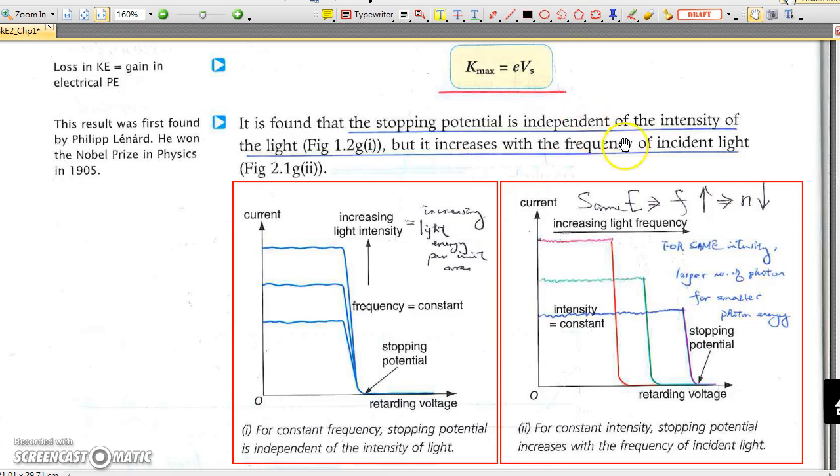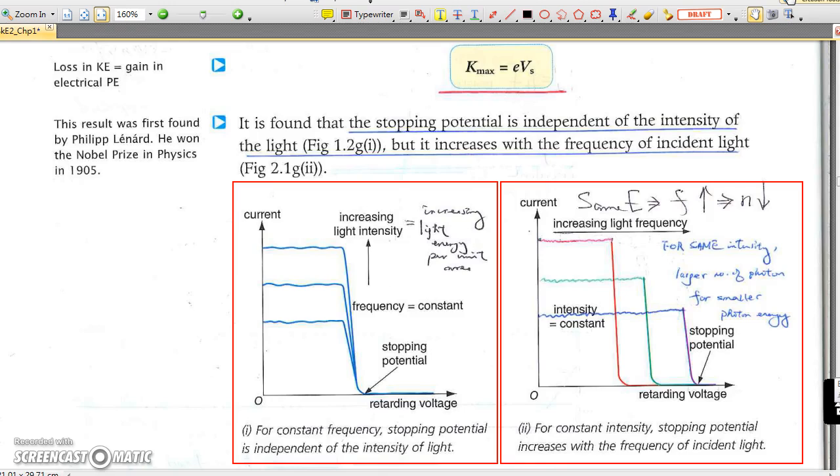On the other hand, when the frequency of incident light increases, the stopping potential also increases, because the higher frequency of light means the higher energy of light particle, and this will make each photoelectron more energetic. So it would be even harder to stop the highest energy photoelectron.